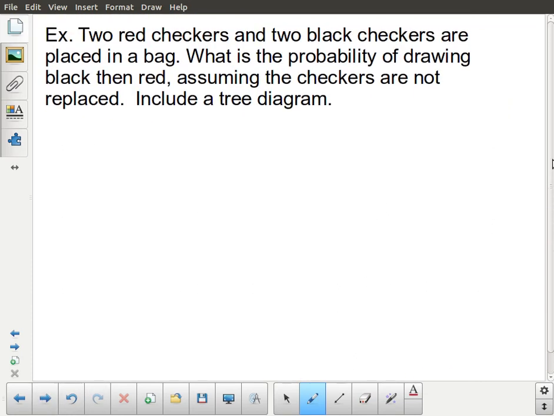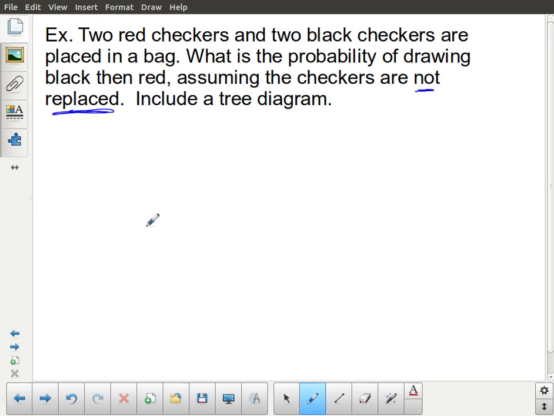So let's conclude by doing an example that makes use of a dependent event. 2 red checkers and 2 black checkers are placed in a bag. We're assuming it's an opaque bag, meaning you can't see it. When you reach inside and you feel around, you can't tell the difference between a black and a red checker. What is the probability of drawing black then red, assuming the checkers are not replaced? And again, if this was replacement, it would change it into an independent event. But this is dependent because we are not replacing the checkers.